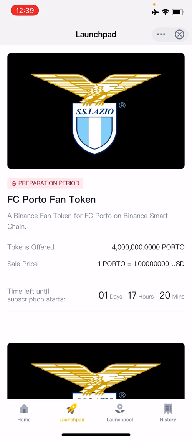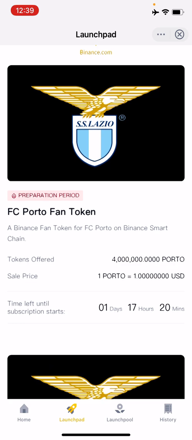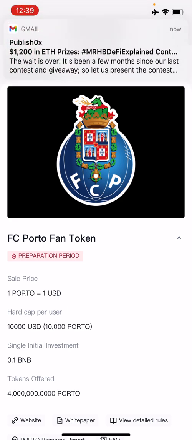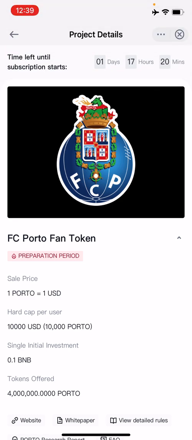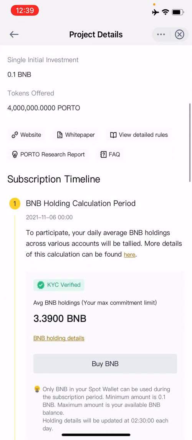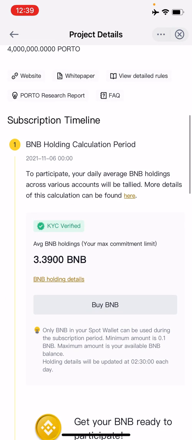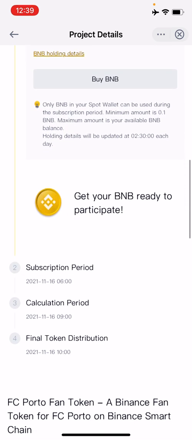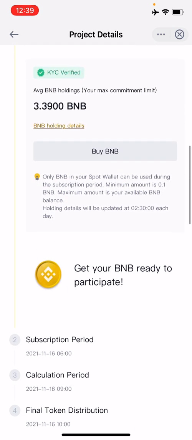So what I do is I just keep my BNB in the BNB vault, and then when there are projects launching on the Launchpad now, I move my BNB and go and stake it over there. So this is the time to start getting your BNB ready, and the calculation period. I have more than this BNB, but it takes time for them to calculate. If you want to know how the calculation is done, you can just click here, and then you see how the calculation is done, and then they are going to see your maximum BNB that you have.